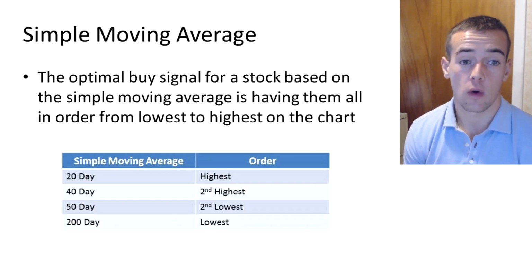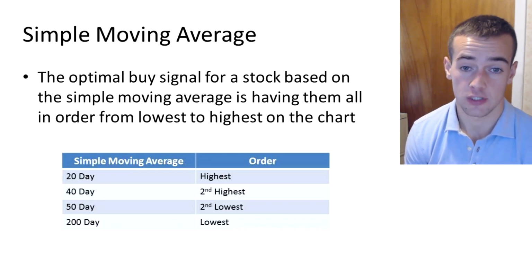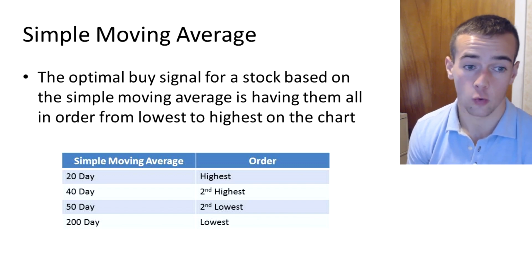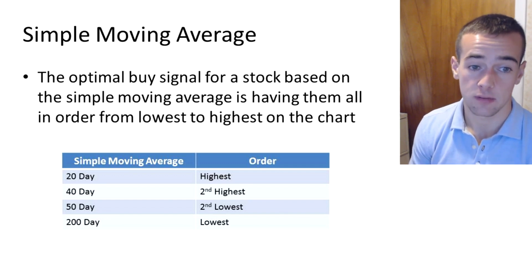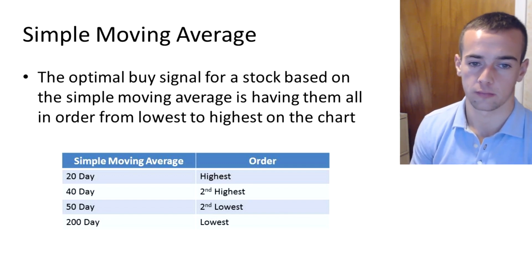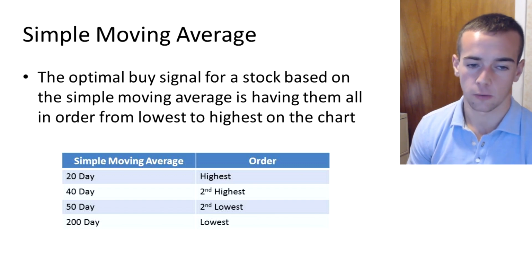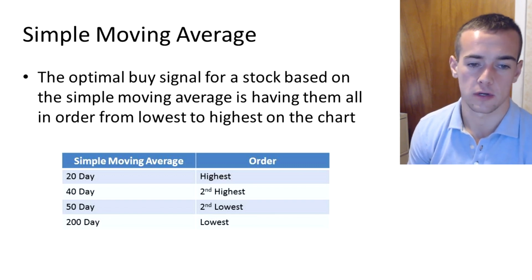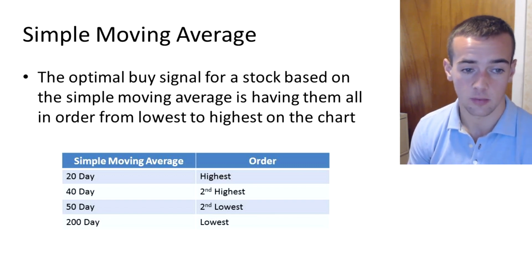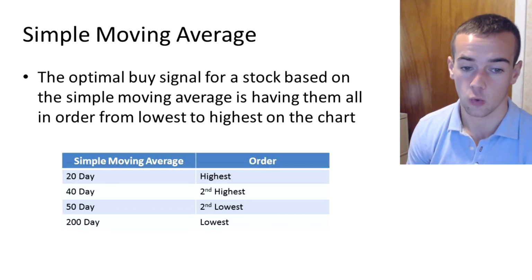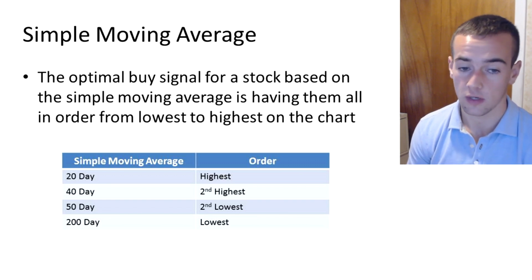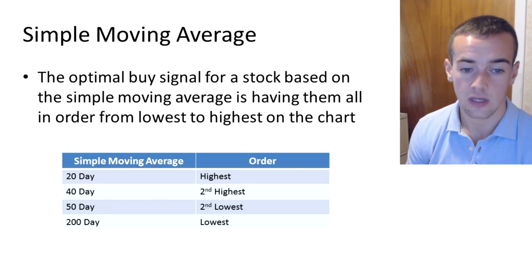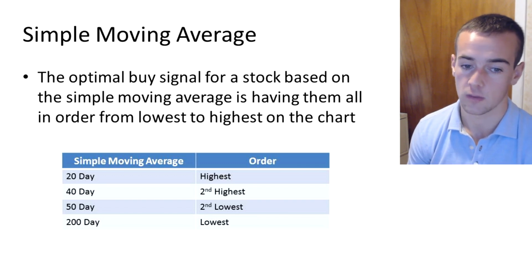Here's something you're going to want to look for when it comes to simple moving averages as far as any stock you're going to trade or invest in. The optimal buy signal for a stock based on the simple moving average is having all of them in order from lowest to highest on the chart. For this, I included 4 here just for the example. We have the 20-day simple moving average, the 40, the 50, and the 200-day SMA. The 20-day should be the highest, the 40-day should be second highest, the 50-day should be the second lowest, and the 200-day should be the lowest.